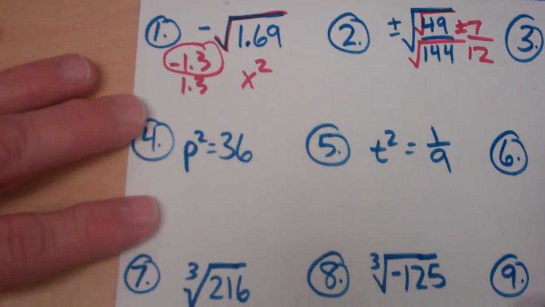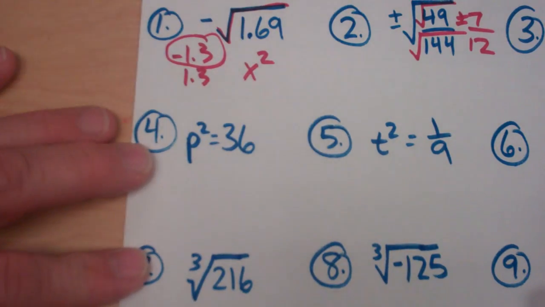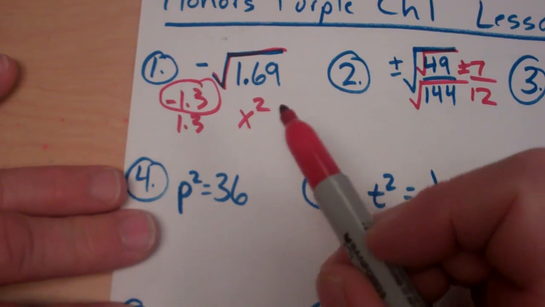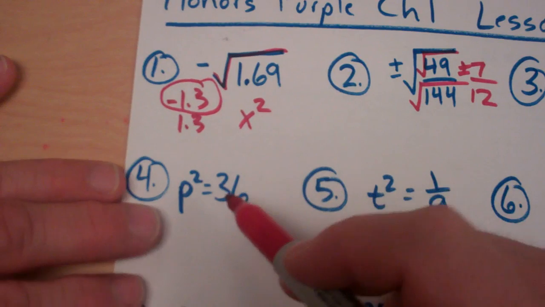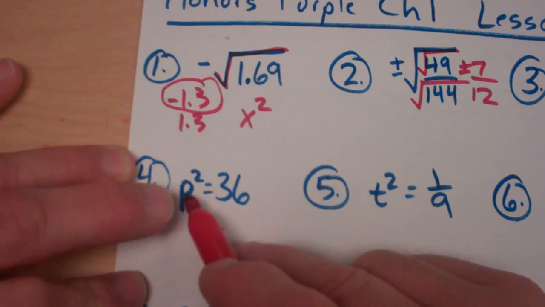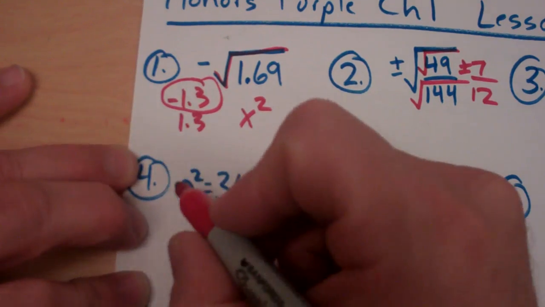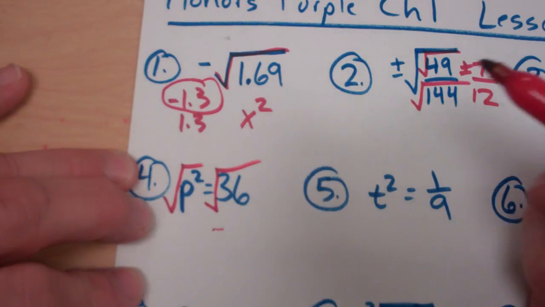Alright, number 4. P squared equals 36. Now they want us to find out what P is. Well, once again, we talked about how a square root undoes a square. So if I look at this and I'm solving it like an algebraic equation, somebody took some number times itself and they got 36. If I want to find out what that number was, I undo what they did. I do it to both sides.